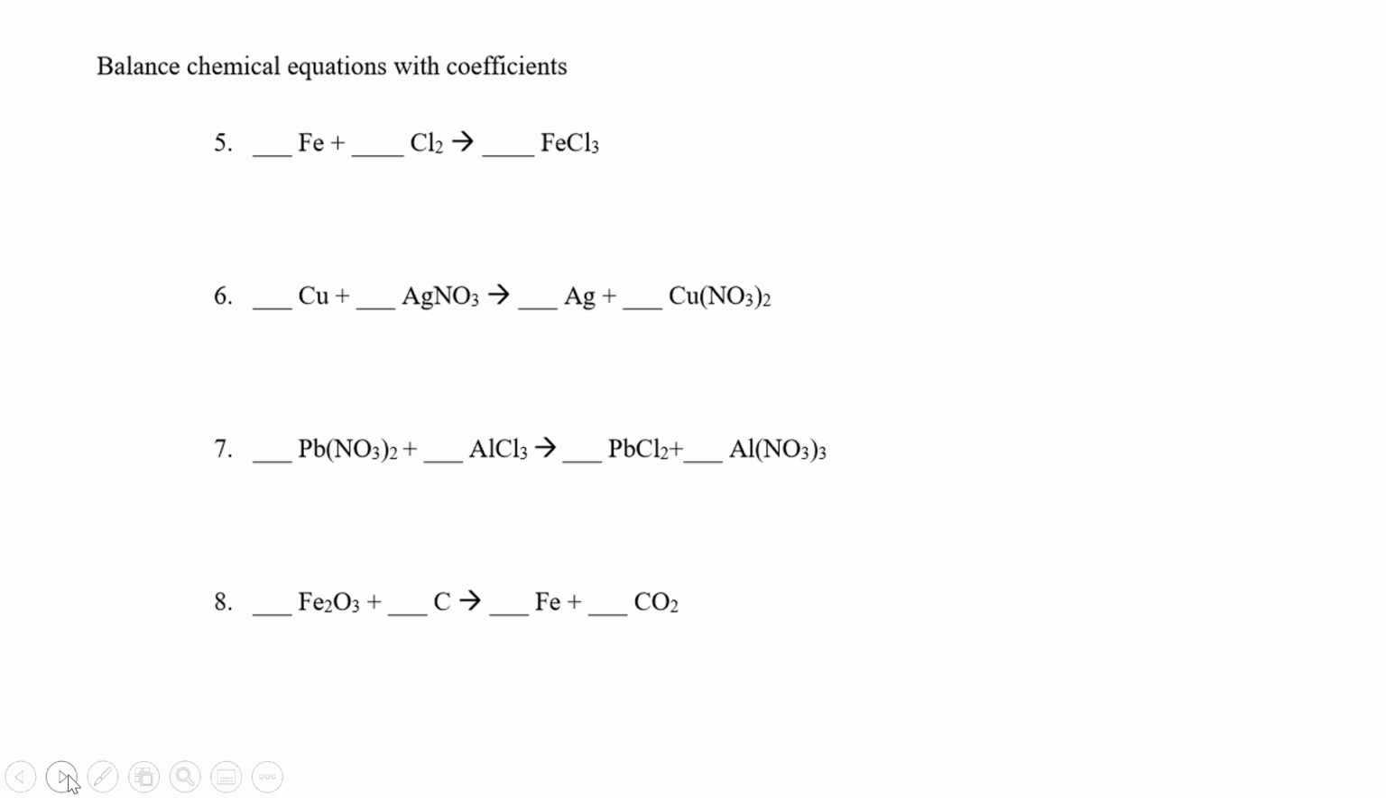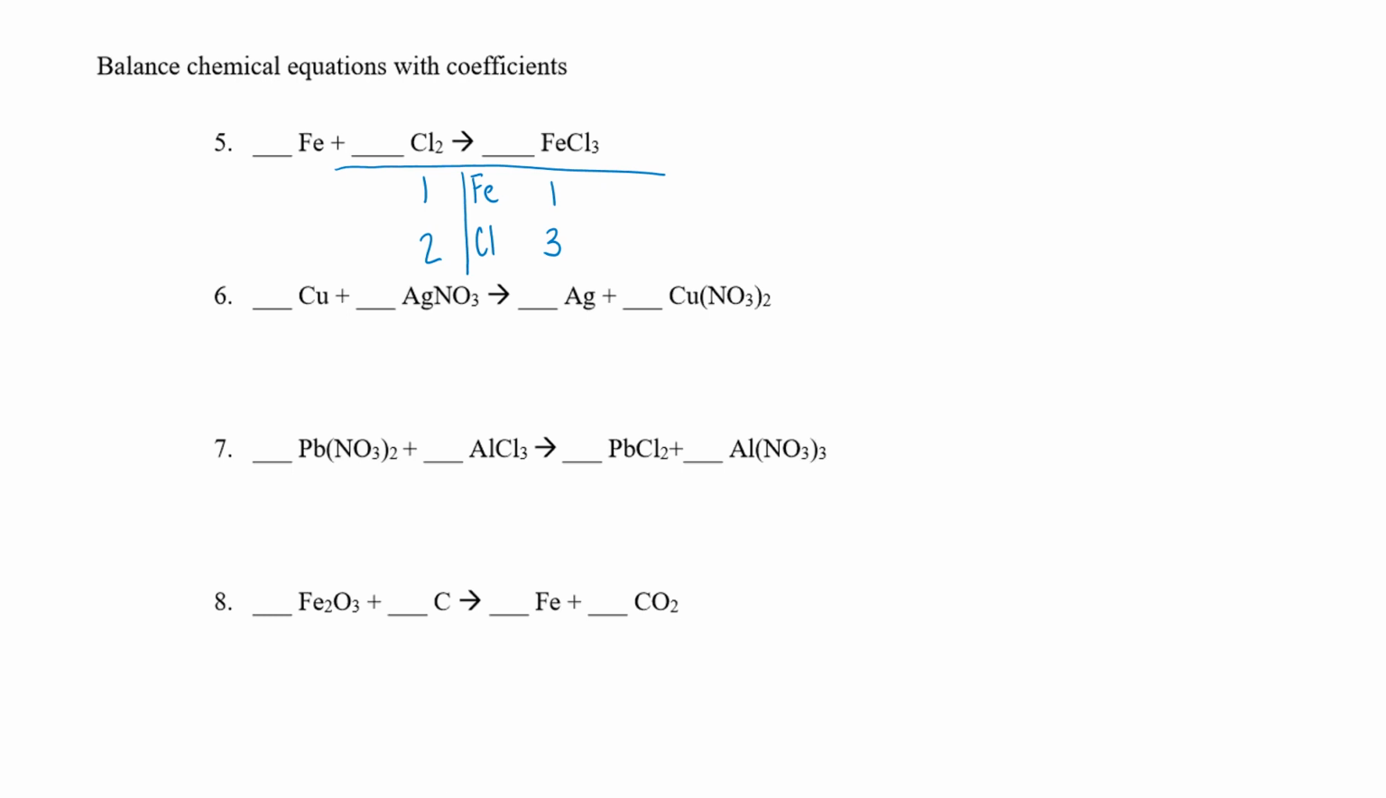All right, so let's look at balancing. We talked about balancing here. Let me do a quick overview of what the strategy would be. You do the T-chart, and you count how many atoms of each type are on each side. In this case, there's 1 iron on the left and 2 chlorines. Over on the right, there's 1 iron and 3 chlorines.